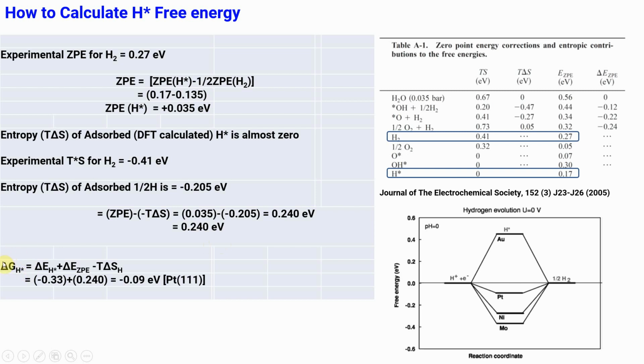So using this value, we can finally get the hydrogen adsorption free energy. This is the energy of the hydrogen adsorption. These two values we already calculated here, this 0.240. If you add these two values, you will get the exact binding adsorption free energy on the platinum surface. Okay, if you see, this is the platinum surface, you will see this is minus 0.09.